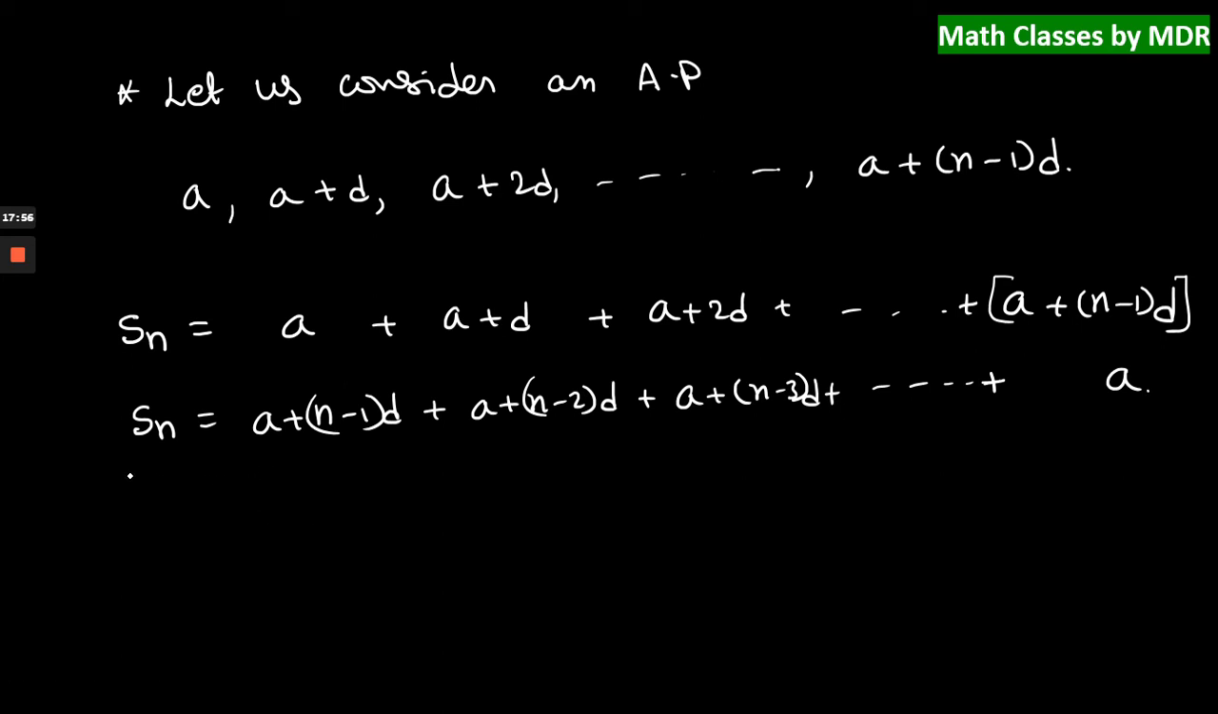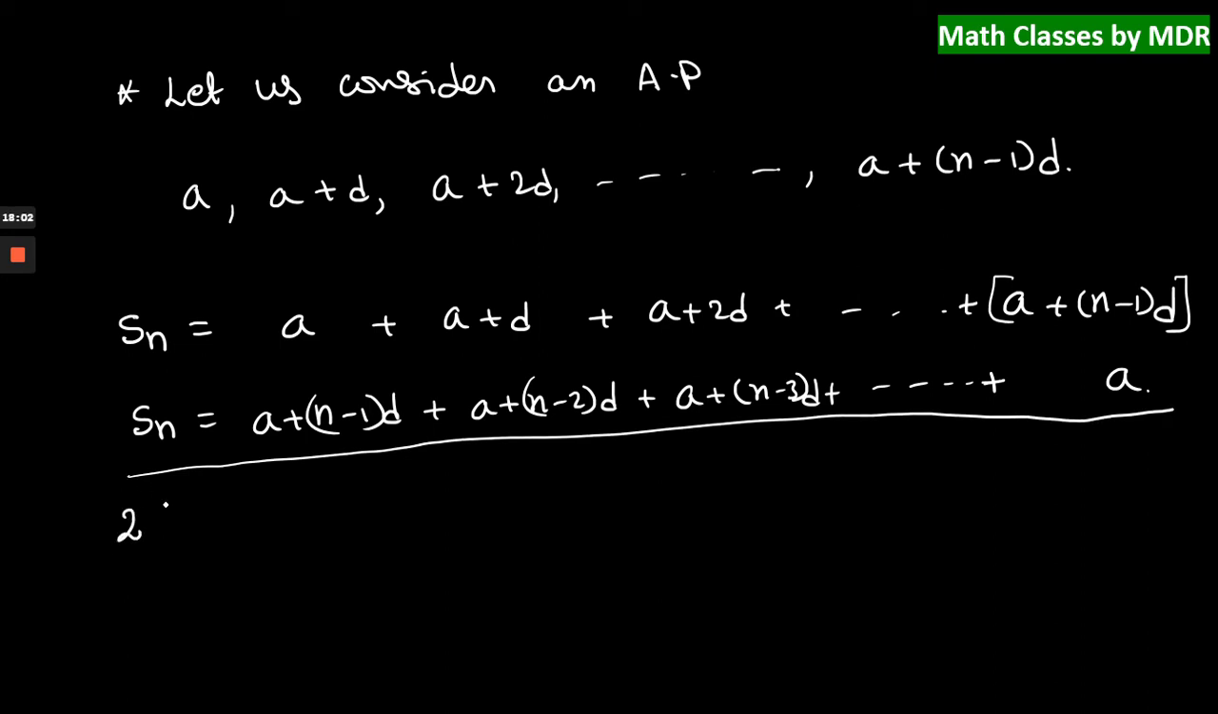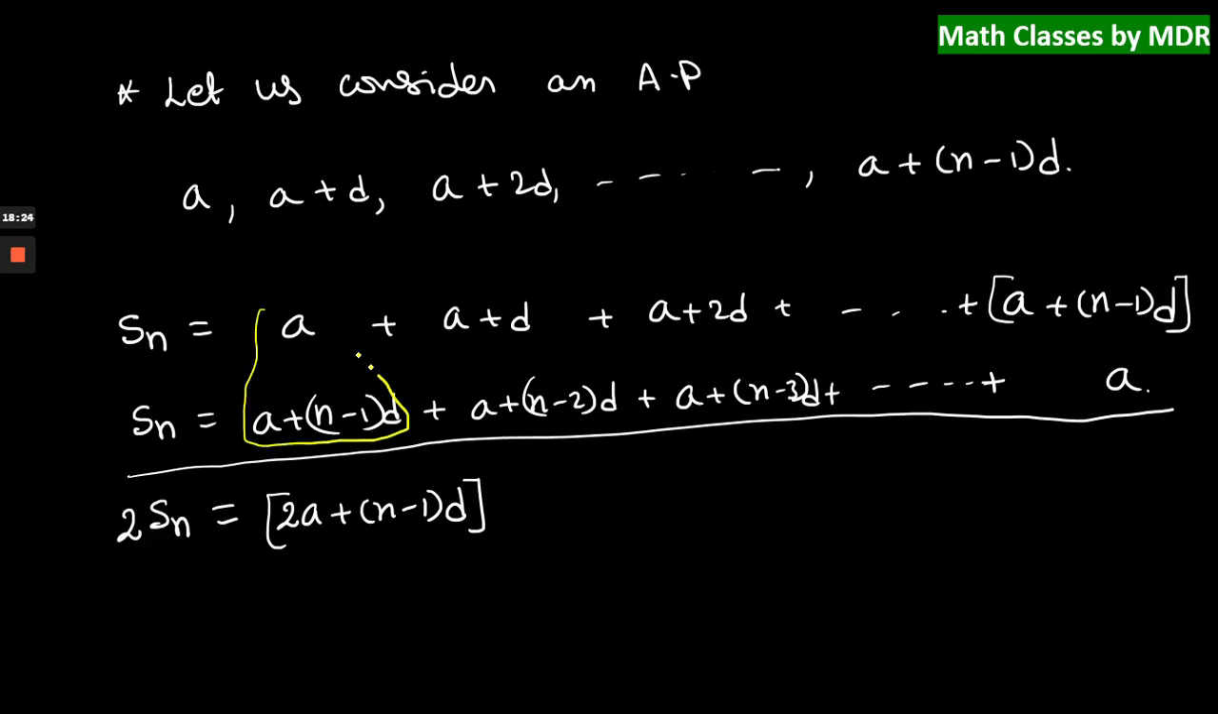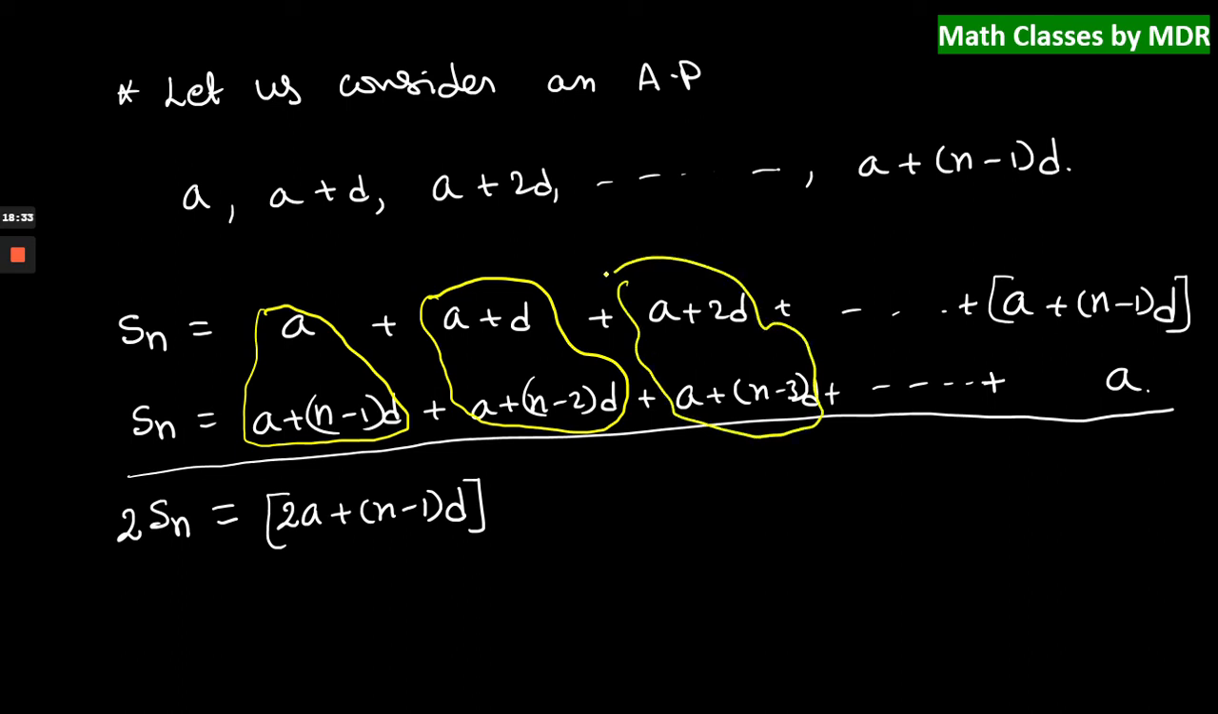Now we have two equations here. Let us add them. Adding the left hand sides, we have 2Sn. Now let us add the right hand sides. What do you get? a plus a is 2a plus n minus 1 into d. This is the first term we get here. Now let us add the second two terms: a plus n minus 1 into d, and a plus d with a plus n minus 2 into d. If we add these two terms, we get the same, 2a plus n minus 1 into d, 2a plus n minus 1 into d.